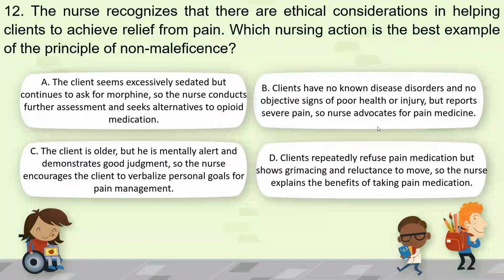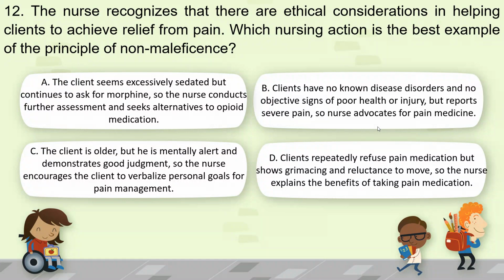12. The nurse recognizes that there are ethical considerations in helping clients to achieve relief from pain. Which nursing action is the best example of the principle of non-maleficence? A. The client seems excessively sedated but continues to ask for morphine, so the nurse conducts further assessment and seeks alternatives to opioid medication. Letter B. The client has no disease or disorders and no objective signs of poor health or injury, but reports severe pain, so the nurse advocates for pain medicine. Letter C. The client is older but he is mentally alert and demonstrates good judgment, so the nurse encourages the client to verbalize personal goals for pain management.